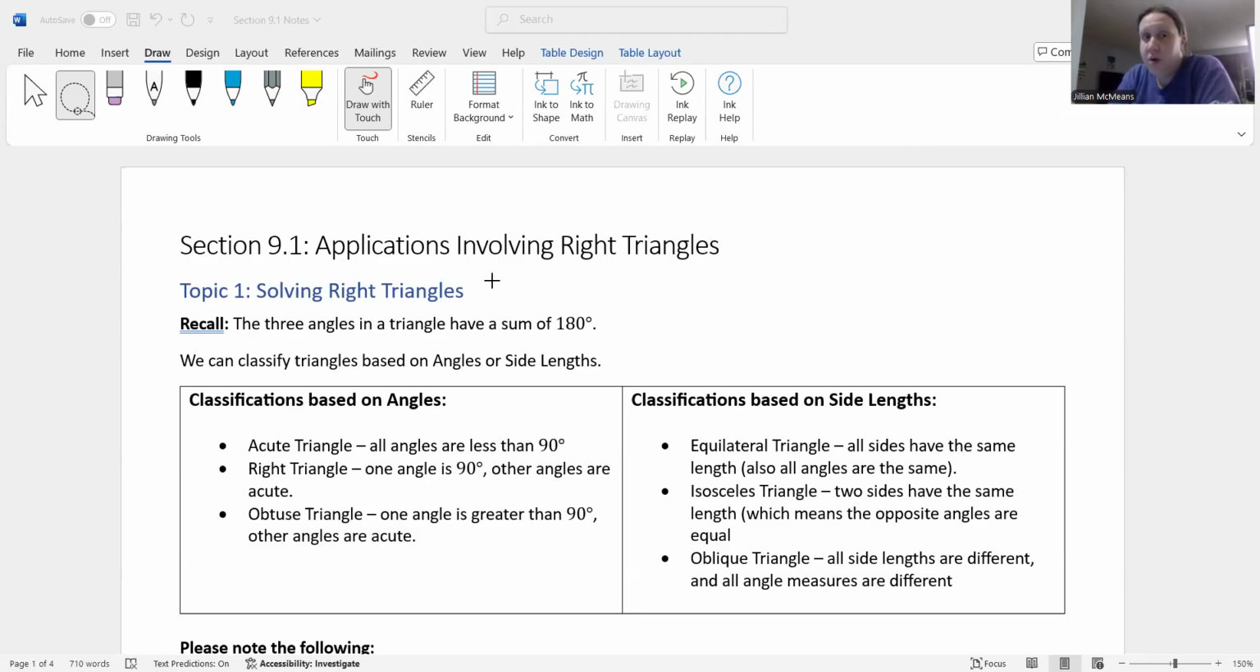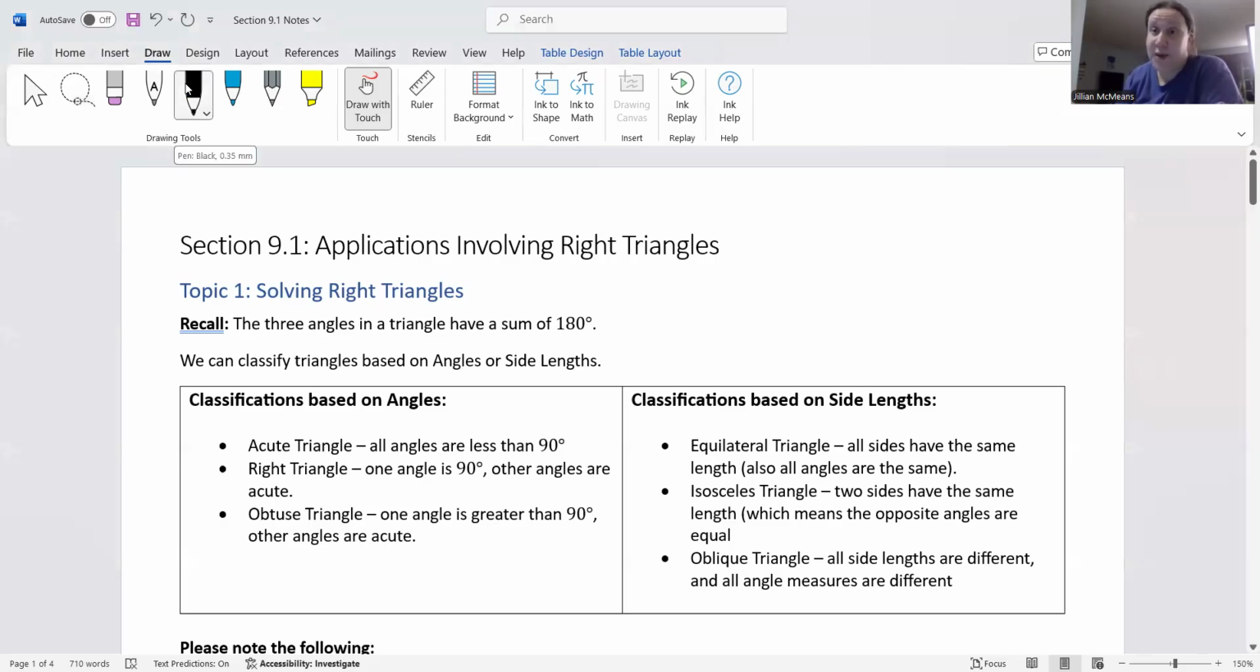So for topic 1, we're going to look at solving right triangles. What we need to do is review some basic information about triangles. The first thing we have to remind ourselves of is that the three angles of a triangle have to have a sum of 180 degrees. And please don't tell your trigonometry teacher that you don't know this at this point. You know this whether you know it or not, okay? So the three angles of a triangle have to have a measure of 180 degrees.